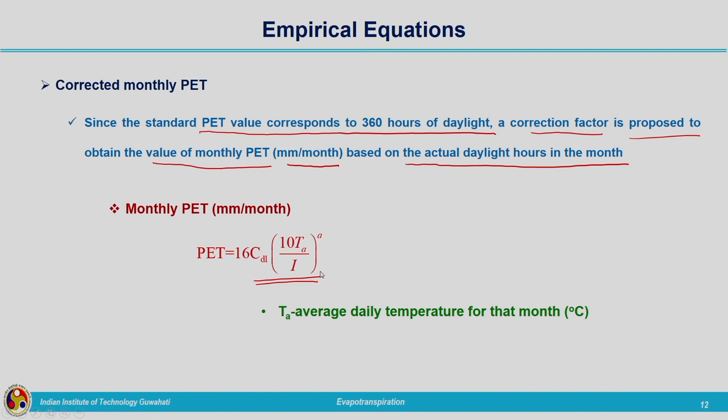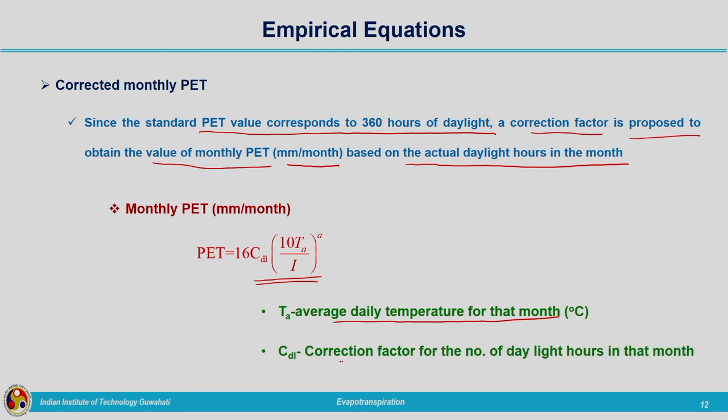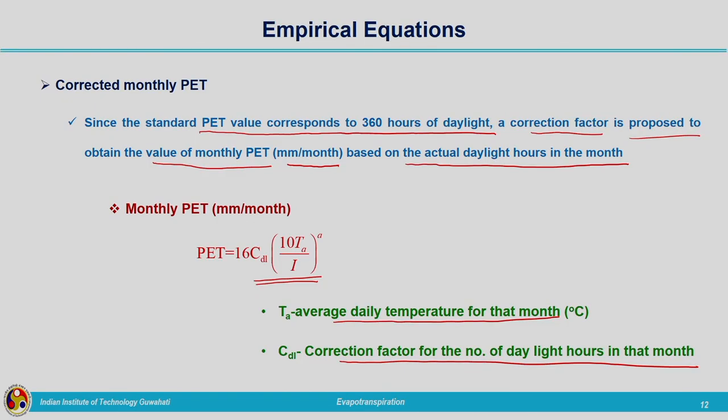Here again, the different terms: TA is the average daily temperature for that month. Instead of the monthly mean temperature, here we are considering the average daily temperature for that month. And CDL is the correction factor for the number of daylight hours in that month. Depending on the season, summer, monsoon, winter, we cannot expect the same number of daylight hours, so a correction factor is required, represented by CDL. Once CDL and TA are available, we can calculate the monthly potential evapotranspiration in millimeters per month.